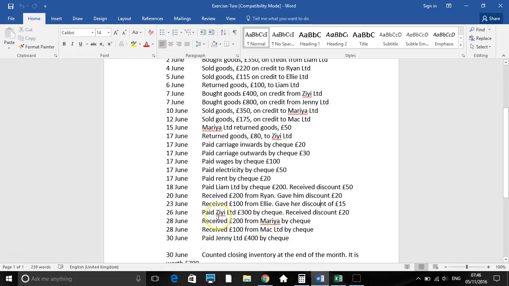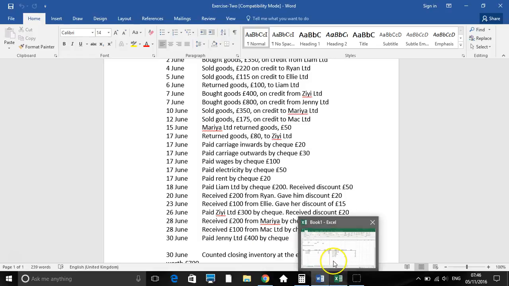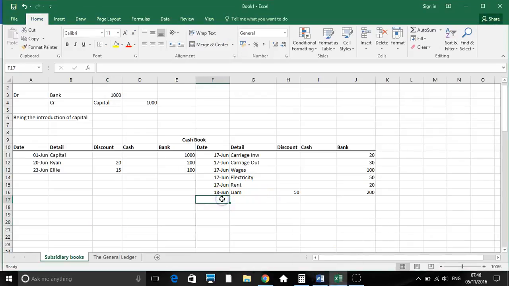Then we pay on the 26th, we pay Z £300 by check. We receive a discount of 20. 26th of June. Z, we receive a discount of 20, and we pay her a check of 300.